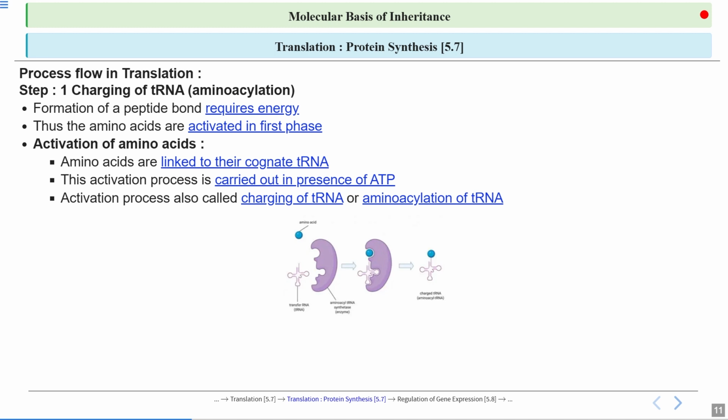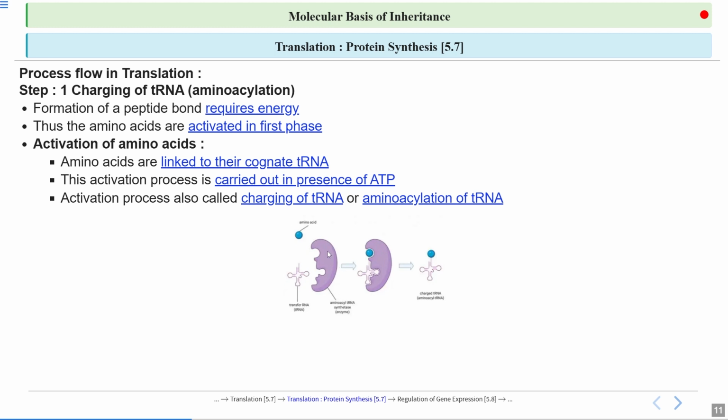How does this activation of amino acids occur? These amino acids are linked to their cognate tRNA, the tRNA for which they have this anticodon. This activation process is carried out in the presence of ATP. ATP is required in this process. This activation process is also called charging of tRNA or amino acylation of tRNA. Now, this amino acylation of tRNA happens with the help of the enzyme we call aminoacyl tRNA synthetase. What will happen? This is the tRNA, transfer RNA.